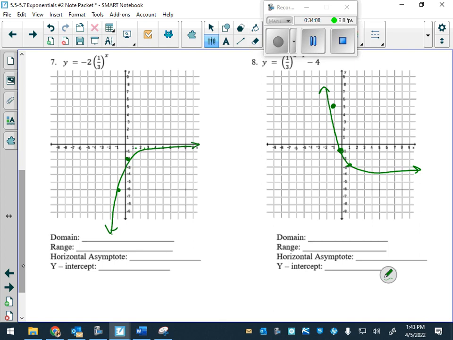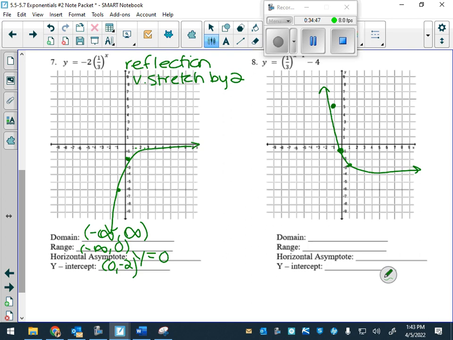All right? So if we look at number 7, Sabrine, do you have our domain for number 7? Good. Addison, our range. Good. Horizontal asymptote, Lila. Y = 0. Jack, y-intercept. Awesome. Good. What transformations were happening in number 7? Louise. Okay. Is one of them. Caitlin, what's the other? Good. Awesome. Good.